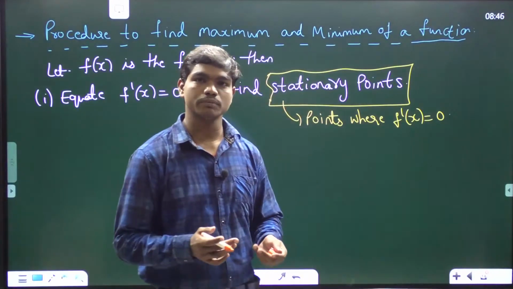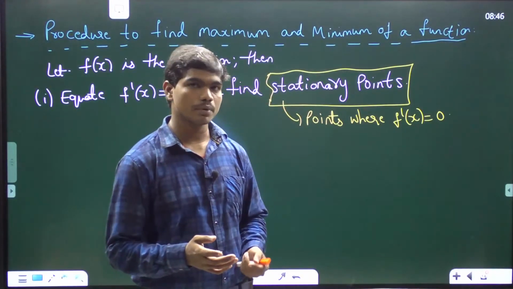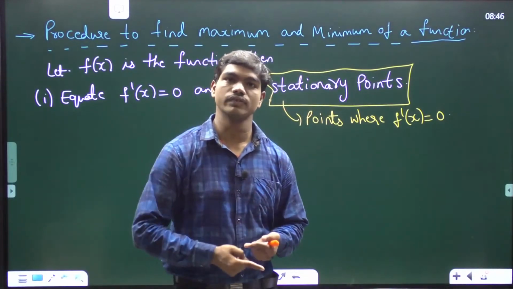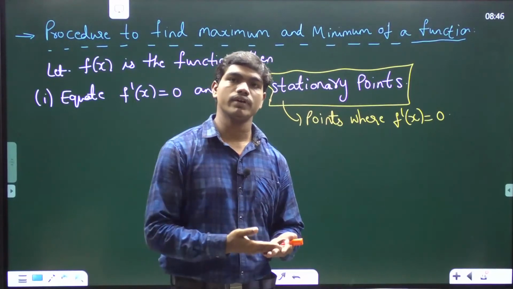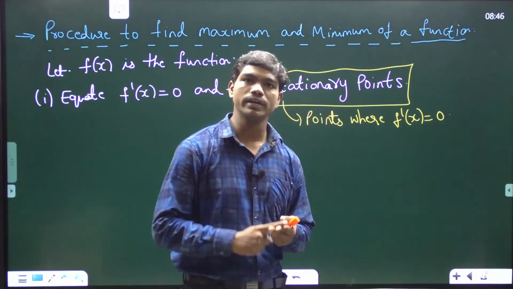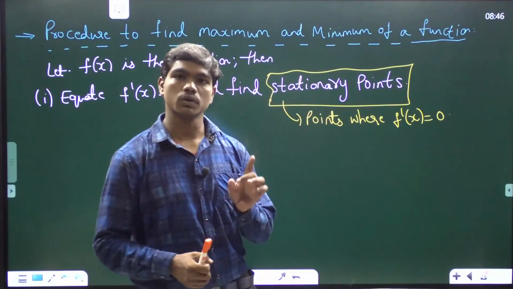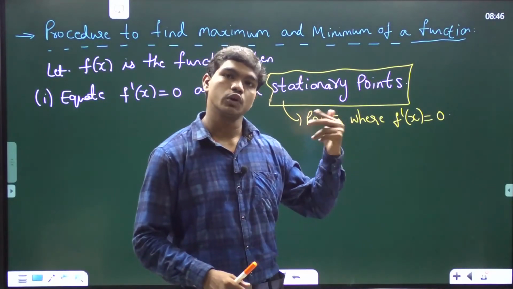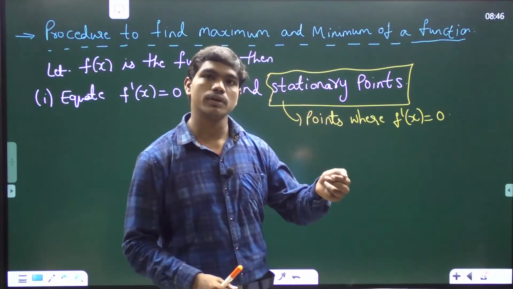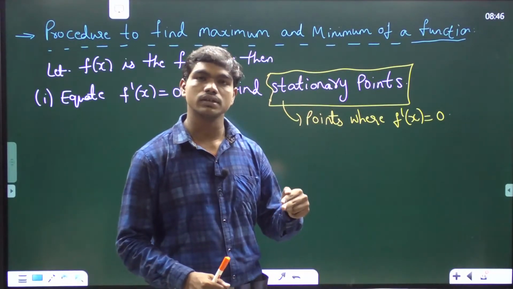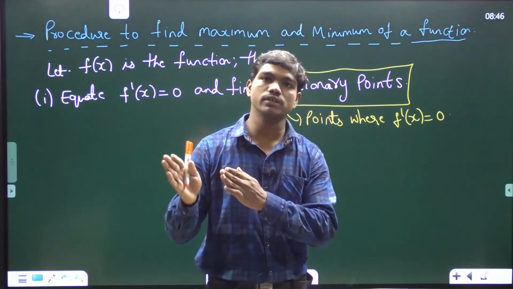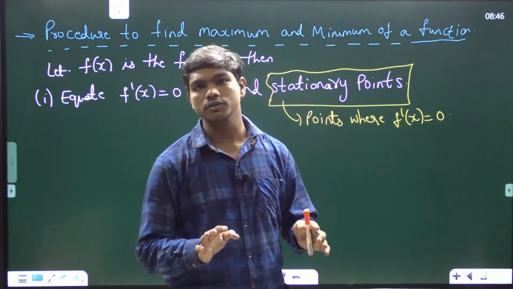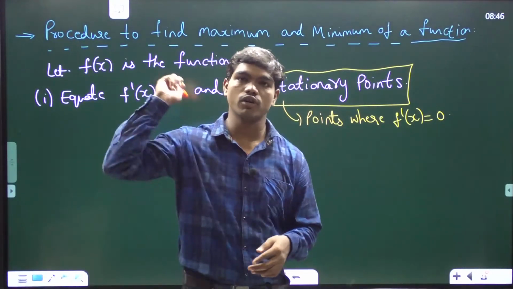Now, the number of stationary points for a function can be many. For example, if f of x is a second degree polynomial, then when you differentiate it, you'll get a linear polynomial. When you equate it to 0, you'll get only one value for x, which means only one stationary point. But if f of x is a cubic function, then when you differentiate, you'll get a quadratic polynomial, and equating it to 0 gives two values for x, which means two stationary points. Like this, the number of stationary points depends upon the f of x that you consider.